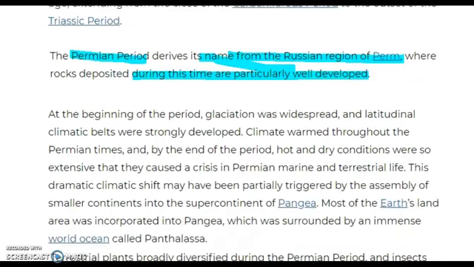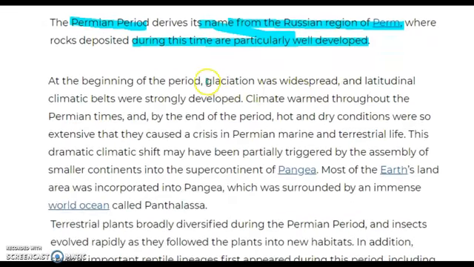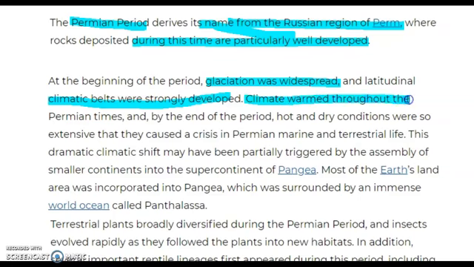At the beginning of the period, glaciation was widespread. In previous videos, I said that the lower part of Gondwana was sitting roughly at the South Pole, so glaciation was there at the end of the Carboniferous period. Latitudinal climate belts were strongly developed, and the Permian period is known for its warm and arid climate.